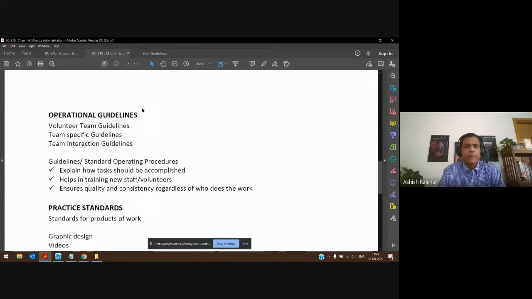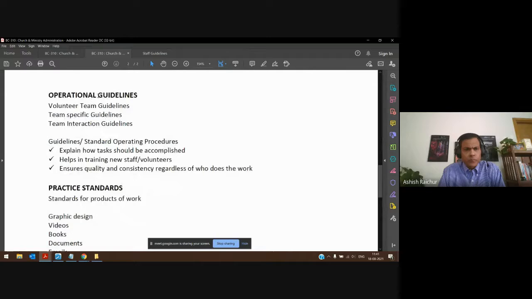So very quickly, let me just touch on a few other things, and then I will keep some time for questions. So then there are operational guidelines. That means, in a Christian organization, you may have volunteer teams. You may have different kinds of teams doing different things. And then you may have interaction among teams or between teams. So how do these people work together?